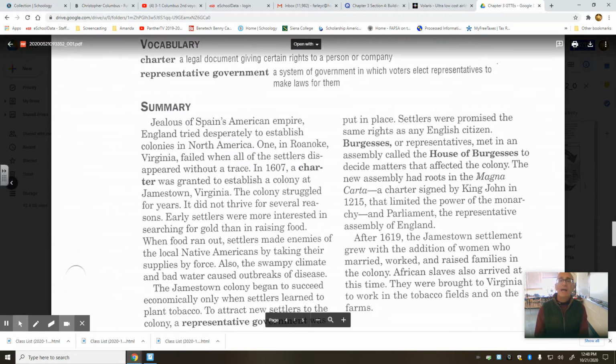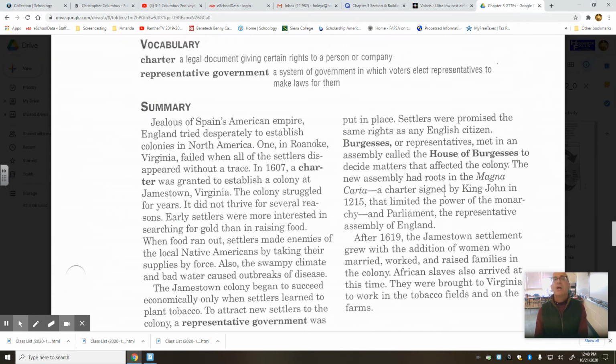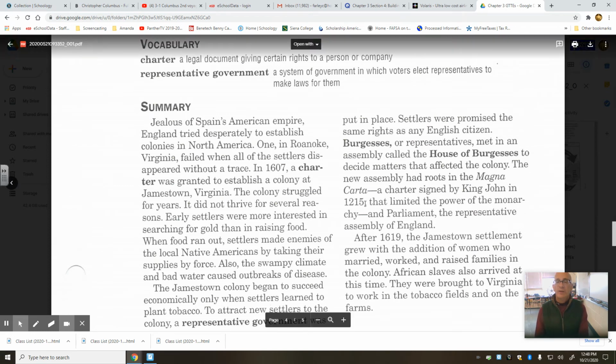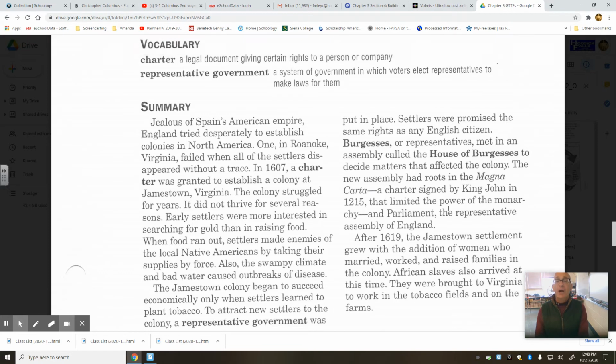And the new assembly had roots in the Magna Carta. The Magna Carta, that's a Latin phrase. It literally means the Great Charter. Okay. The new assembly in Virginia had its roots in the Magna Carta, a charter signed by King John in the year 1215 that limited the power of the king or the monarchy, and Parliament, the representative assembly of England, limited the power of both the king and the Parliament.